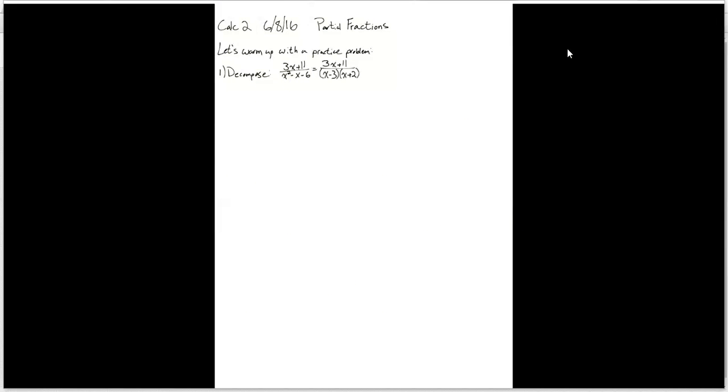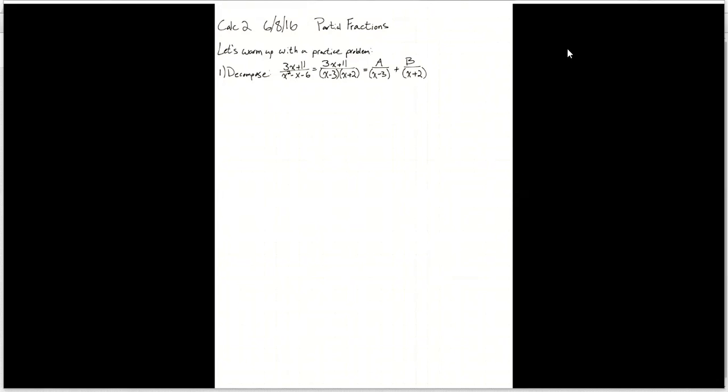Right? So now that we have this factorization, we can write it in a form: some constant A over the first factor that we have, this x minus 3, and then we're going to have our second factor here, B over x plus 2. Okay? Awesome.